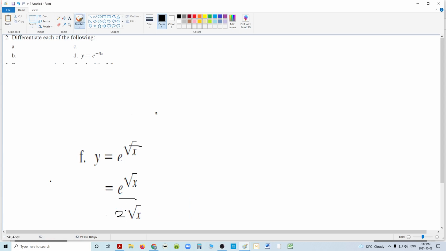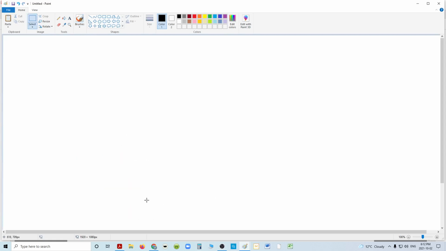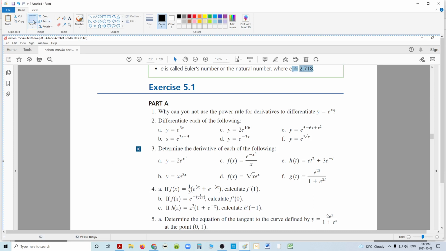If this x was even more complicated, you'd have to take not only the chain rule for the square root of x, but you then have to multiply by whatever's in there. So if, let's say, it was x squared, you'd have to do another 2x here. So you can see it can get quite complicated, especially if you have like a quotient as an exponent. All right, let's move on to this part.